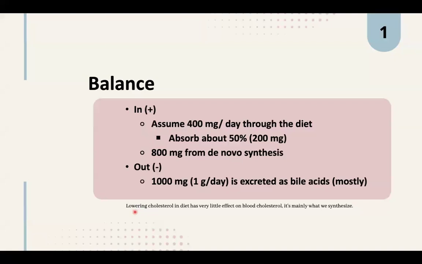Now back to our sentence, lowering cholesterol in the diet has very little effect on blood cholesterol, and it's mainly what we make or what we synthesize. Because if you look at this, we make 800 compared to the 200 that we absorb. It's much more than what we absorb, right? So if we really want to make a change in the cholesterol in the blood, we need to target the synthesis. Obviously, the diet has an effect, but there's a larger effect by the synthesis.